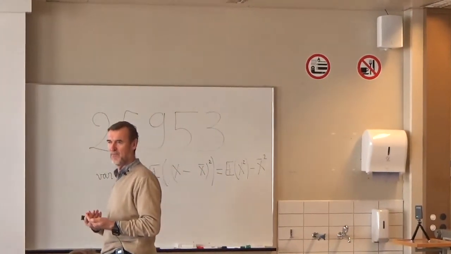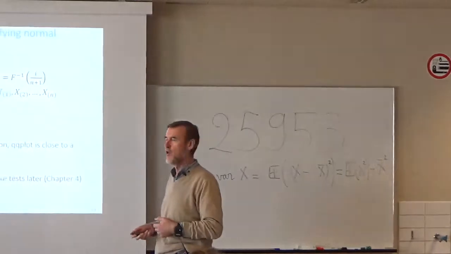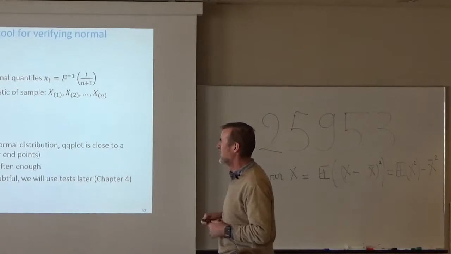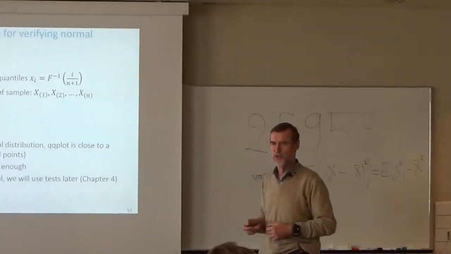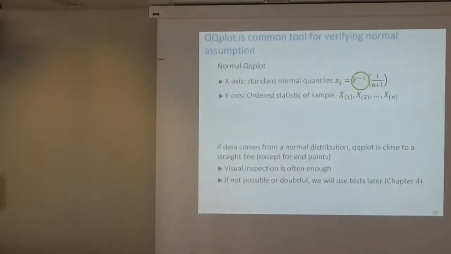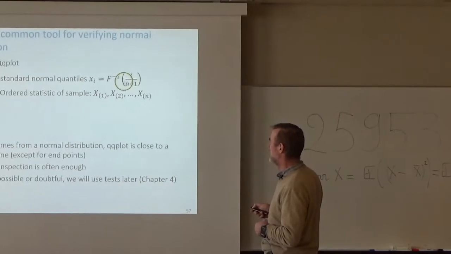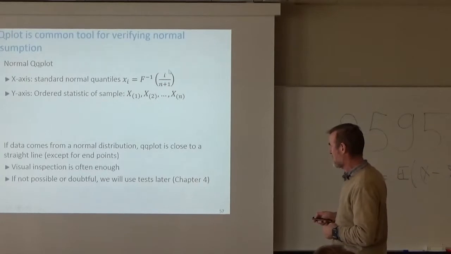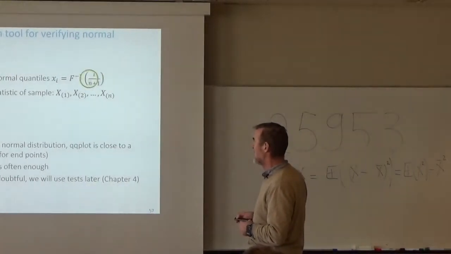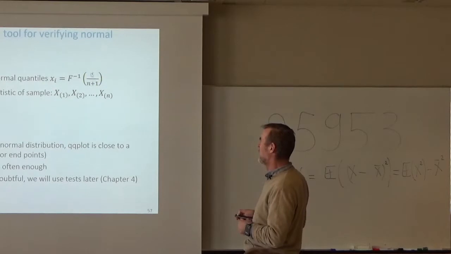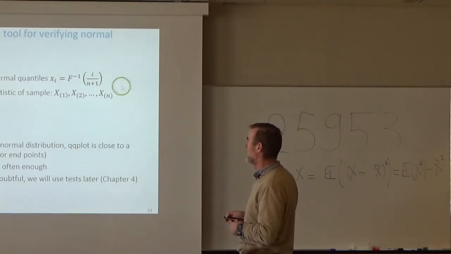have from our data. The standard distribution, we have it in theory, so we can compute exactly its quantiles. So if I call capital F the CDF of the standard normal distribution, the quantiles are given by this exactly. If I have n data points, I compute the inverse CDF of i over n plus 1. Those are the standard normal quantiles. For example, if I have 99 data points, the 1% quantile is the point that corresponds to 1 over 100.